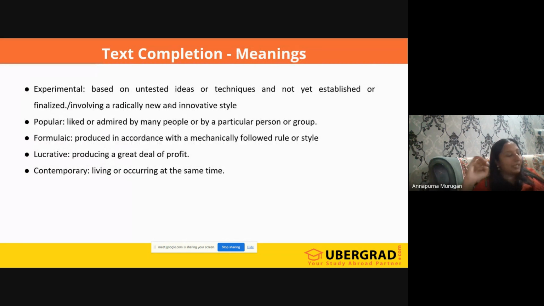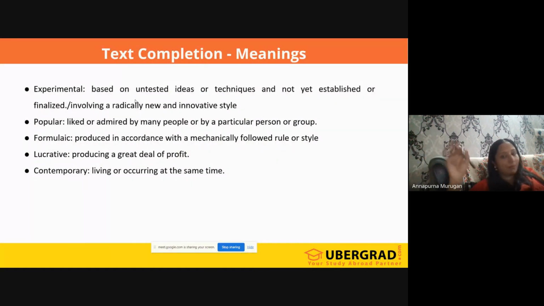Now, you people are a little confused about this. I will give the meanings of the words. Popular. Okay, you could see, I could see many of this one. So now I'll give the meanings. After giving the meaning, tell me, so what is the thing? Experimental, that is based on untested ideas, techniques and not yet established. Which is very experimental, means some new ideas, untested, all these things are there.